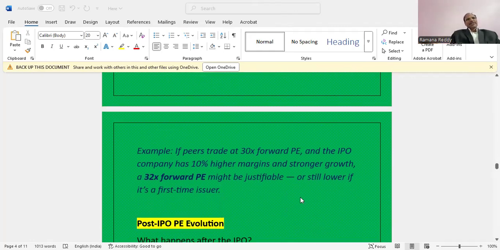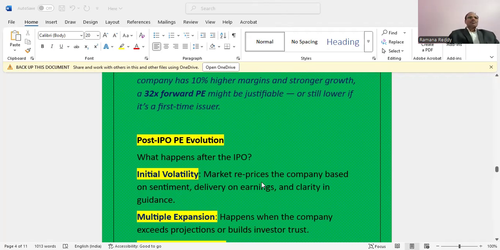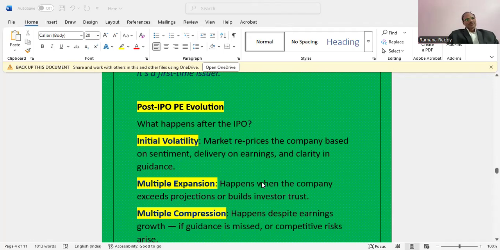Example, if peers are trading at 30x forward PE and the IPO company has 10% higher margins and stronger growth, then 32x forward PE might be justifiable, or still lower if it is a first time issue. Now we'll see post IPO PE valuation. What happens after the IPO?